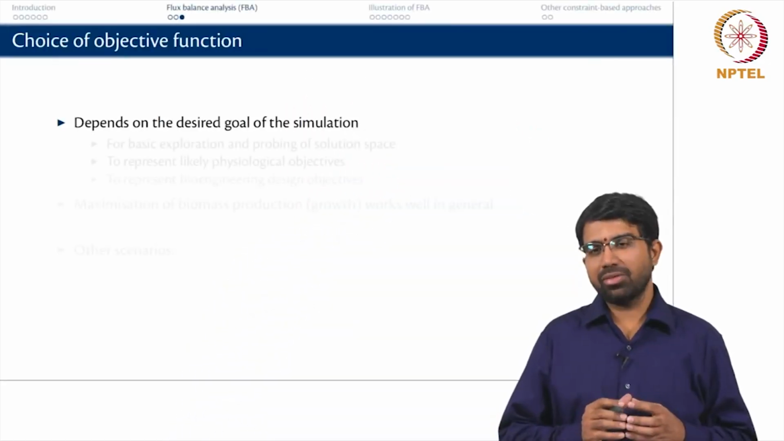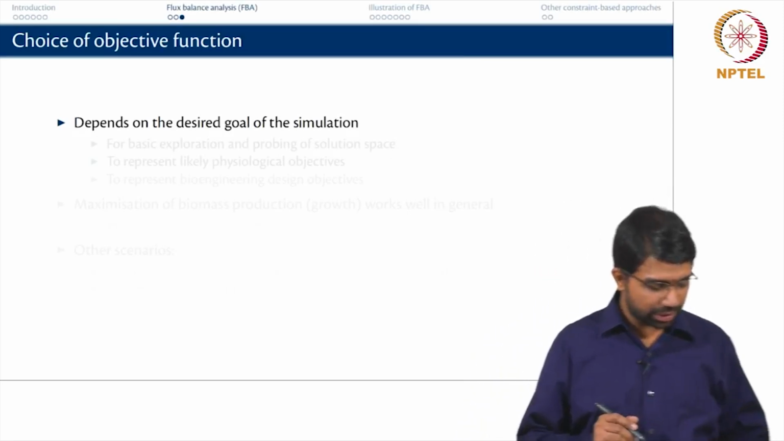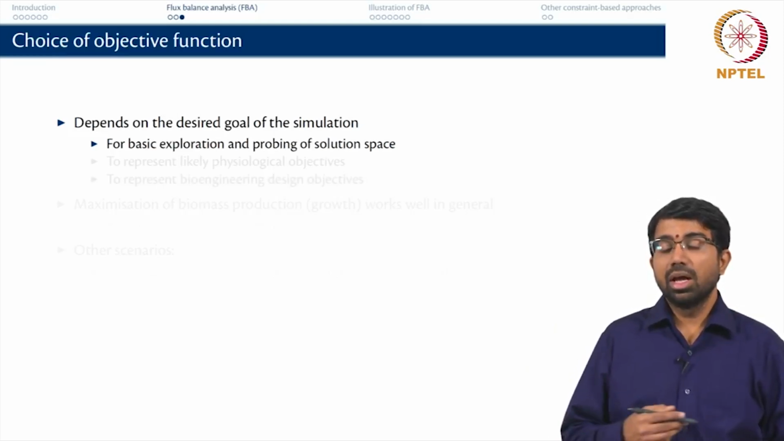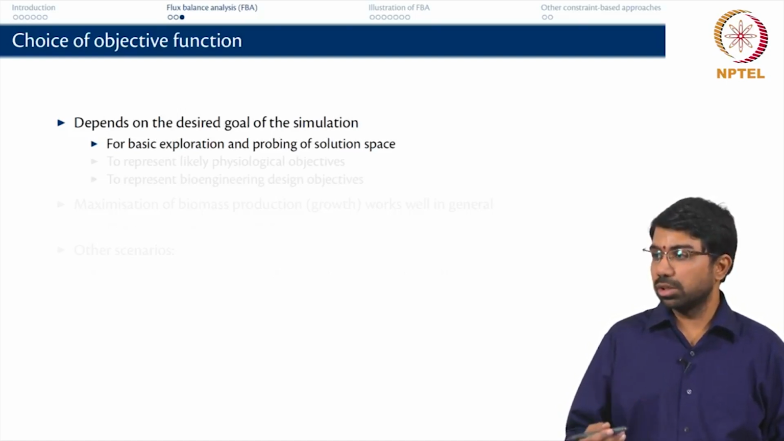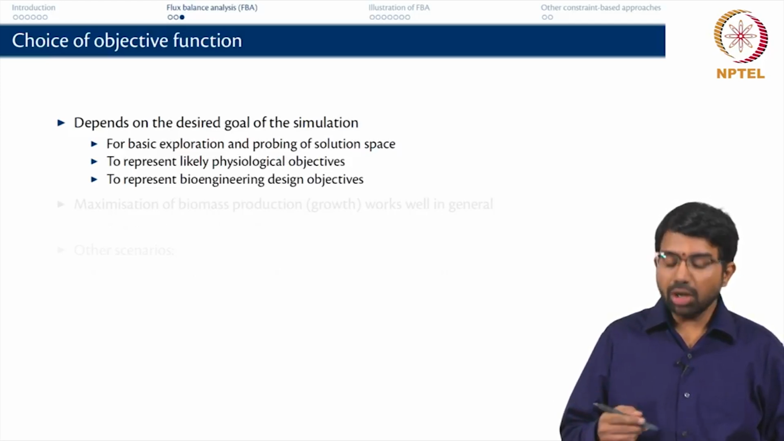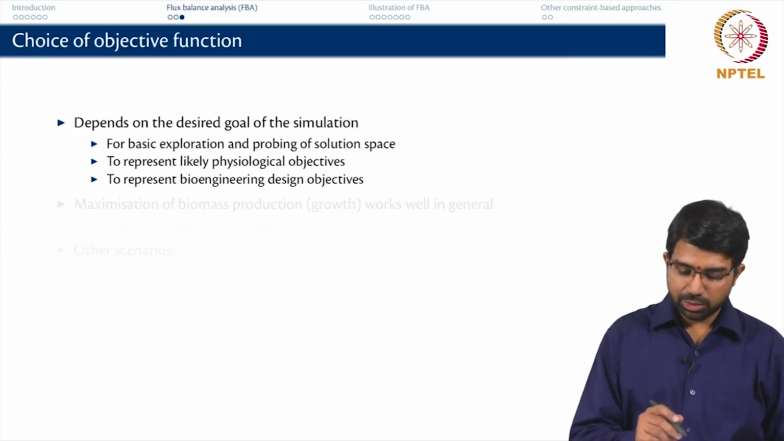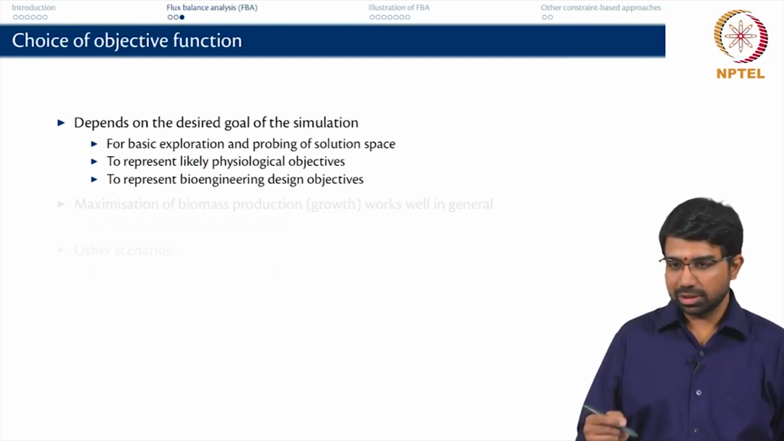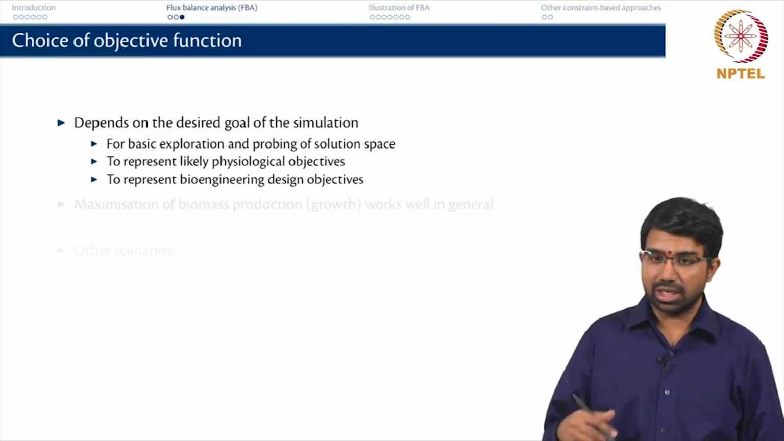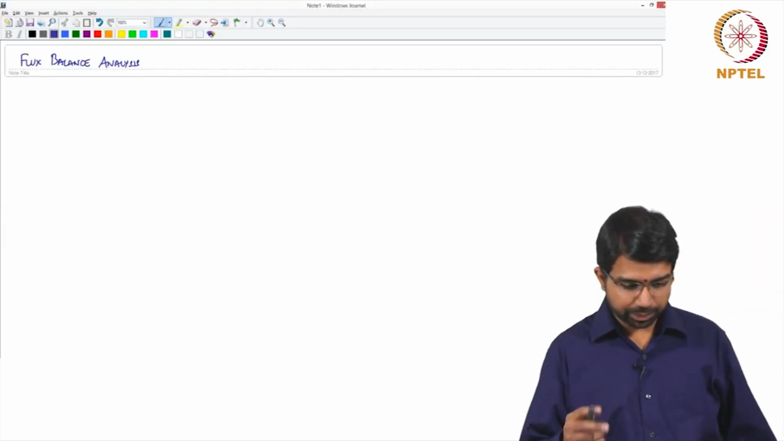And this is where I want you to have a more fundamental understanding of FBA, and let's see what that is. One obvious way to pick the objective function is based on the desired goal of the simulation, maybe for basic exploration and probing of the solution space, or to represent likely physiological objectives, or to represent bioengineering design objectives. Let us just look at the last two. You can imagine what exploring the solution space is, right. You just try different objective functions to see what kind of configurations are admissible in the cell, but let us remind ourselves what we have been doing.